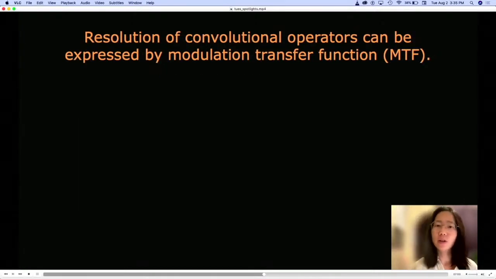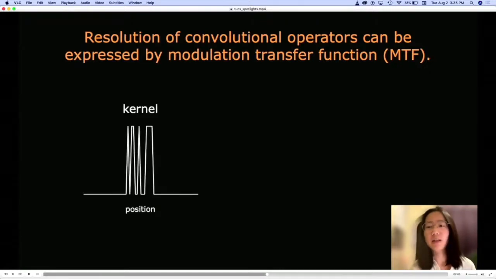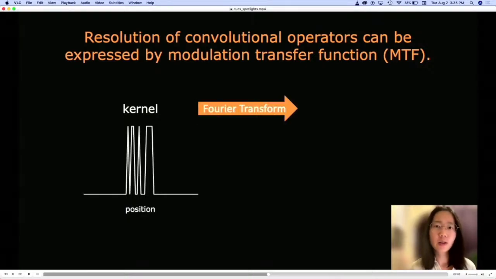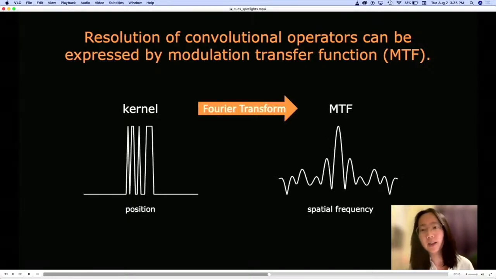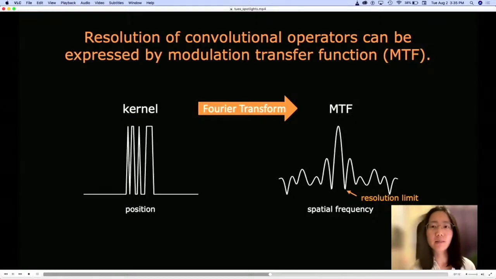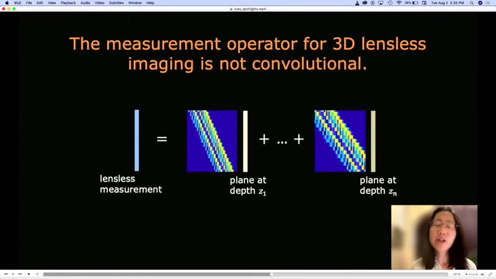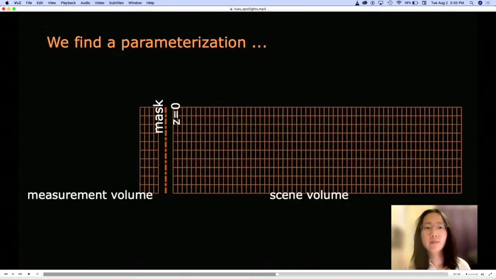Resolution of a convolutional operator can be expressed by the modulation transfer function, or MTF. If the measurements are obtained by convolving the signal with a kernel, then the Fourier transform of that kernel gives us the MTF of the system. However, the measurement operator for 3D lensless imaging is not convolutional. Previously, the lensless measurement is modeled as a summation of multiple 2D convolutions.